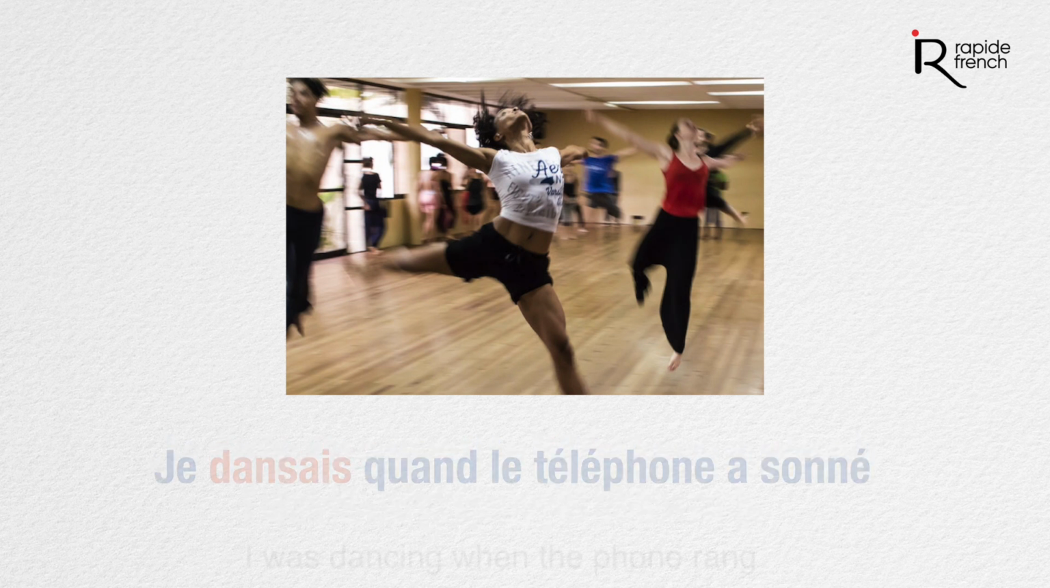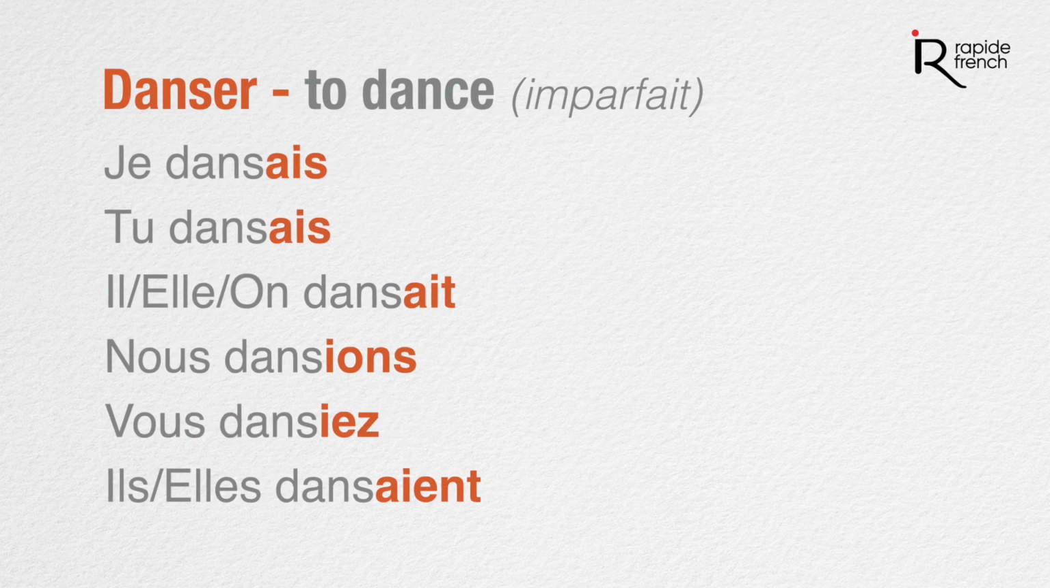Okay? So, you have tu dansais, il dansait, elle dansait, on dansait, nous dansions. So, you can see now, it's different from ONS, it's IONS. Nous dansions, vous dansiez, and ils ou elles dansaient. It's as simple as that.